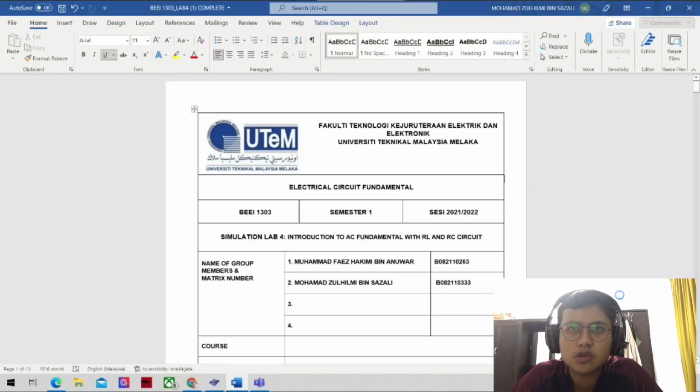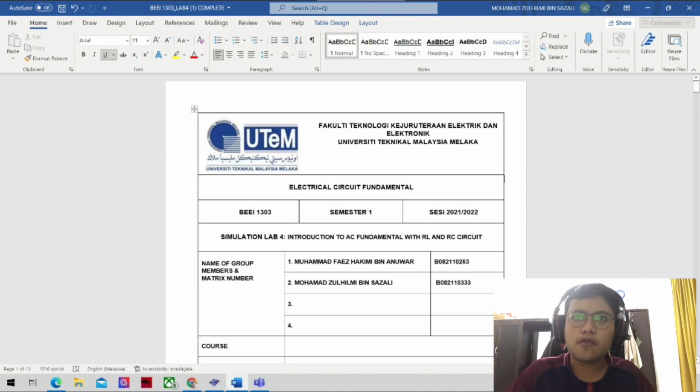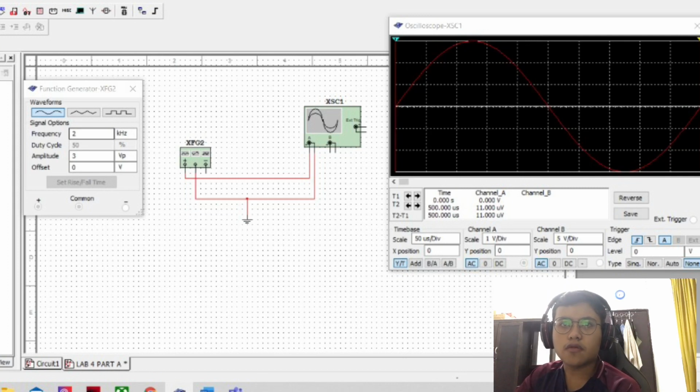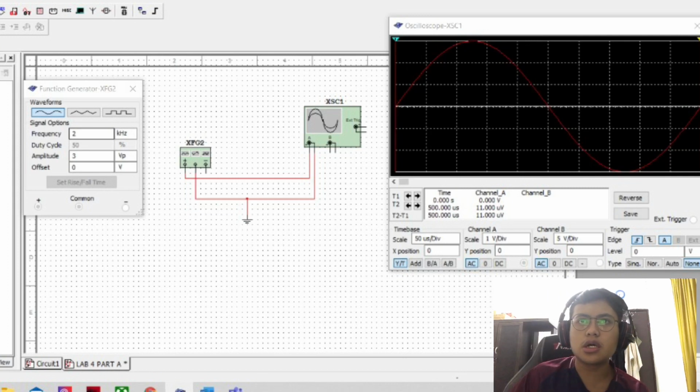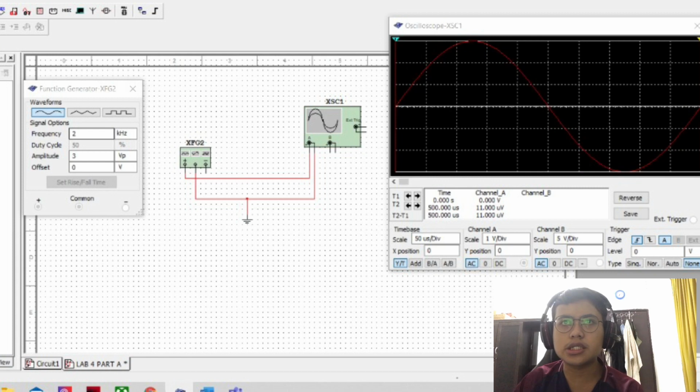Today I and Faiz will represent Lab 4, which is introduction to AC fundamentals with RL and RC circuits. From the Multisim, we see the two components, which are the function generator and the oscilloscope.